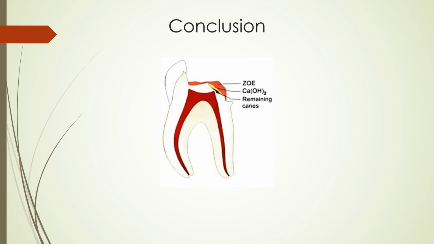Now coming to the conclusion, indirect pulp capping has been shown to have a higher success rate when compared to pulpotomy in long-term studies. It also allows for a normal exfoliation time. Therefore, indirect pulp capping is preferable to pulpotomy where the pulp is normal or has a diagnosis of reversible pulpitis. Thank you.